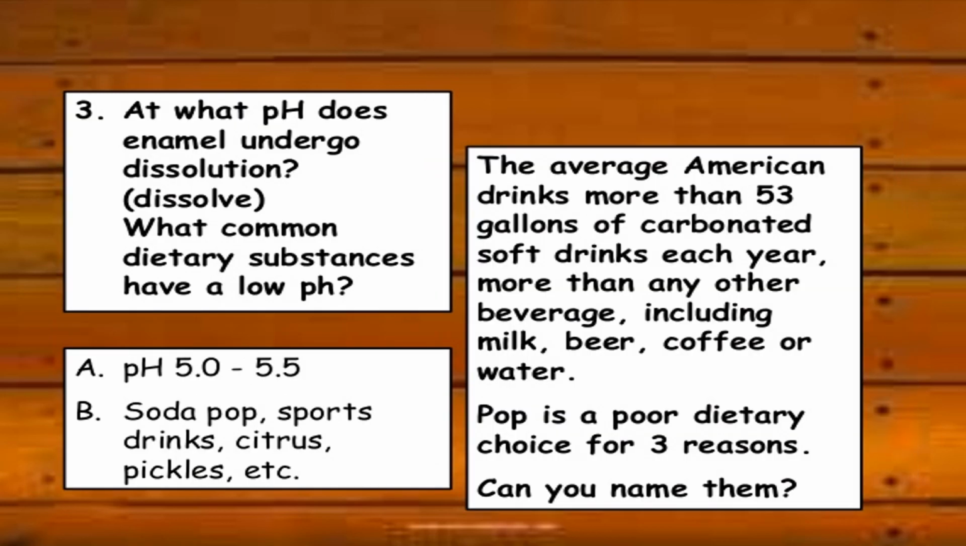At what pH does enamel undergo dissolution? What common dietary substances have a low pH? The answer is a pH in the range of 5 to 5.5. The common dietary substances that have low pH are soda pop, sports drinks, citrus, pickles, etc. The average American drinks more than 53 gallons of carbonated soft drinks each year, more than any other beverage including milk, beer, coffee or water. Pop is a poor dietary choice for three reasons.